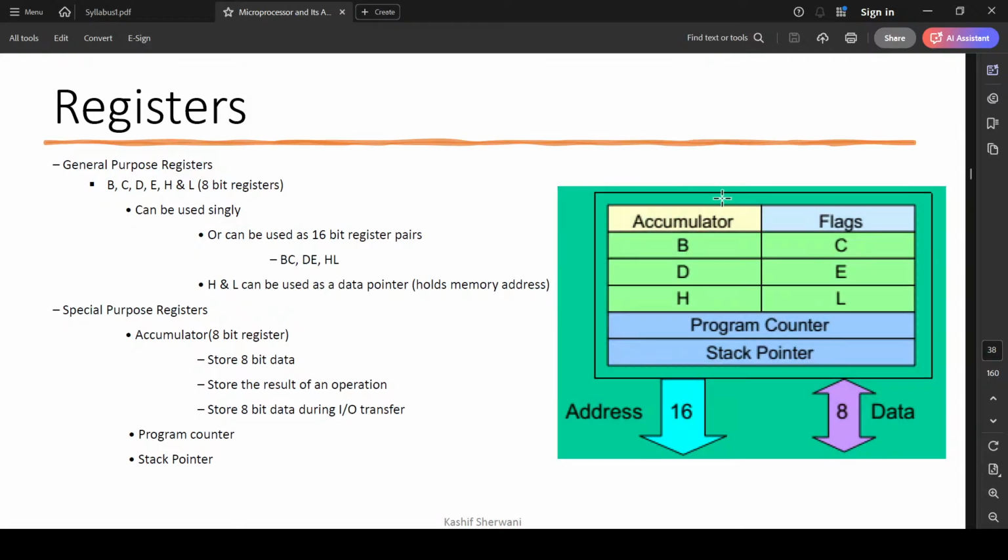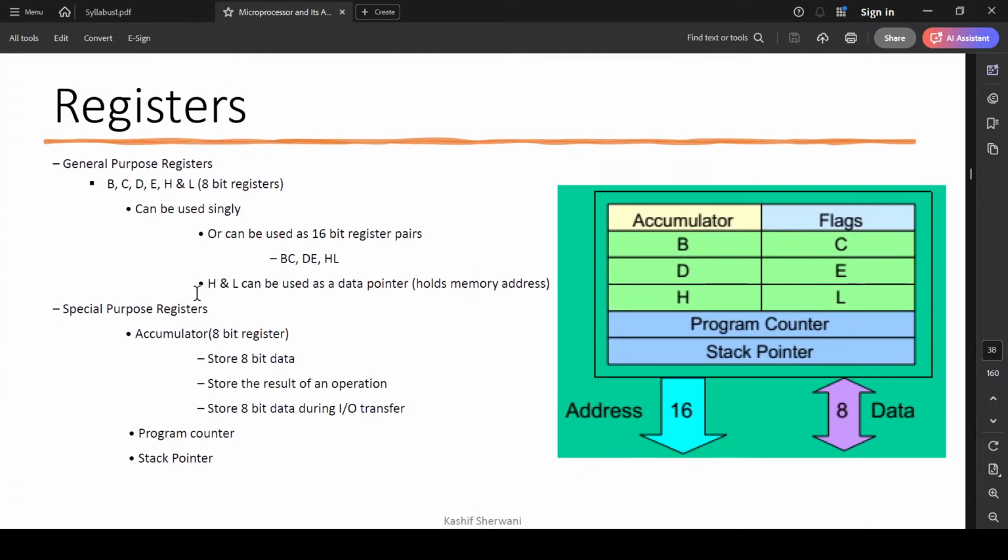Viewer. B, C, D, E, and H, L. These three pairs will be there if you want to use them as a 16-bit register. Now, H and L can be used as a data pointer.